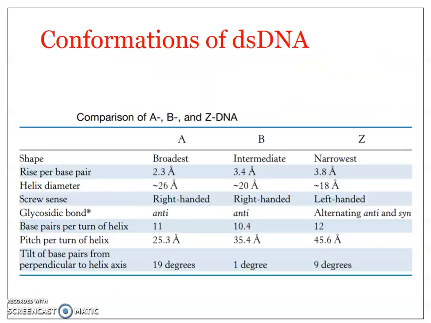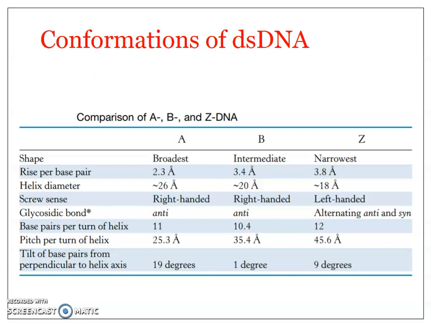Now, when can we find the A DNA forms? Even though it is not so common, the A DNA form is usually favored at lower water concentration. When the system has a lower water concentration, the A DNA form is actually favored. Now, we can see the B DNA. B DNA is the most common form of DNA.